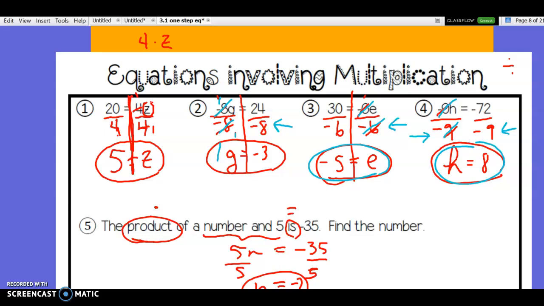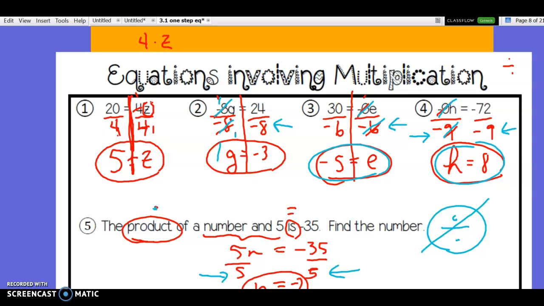And finally, problem number 5, product means multiply. And when you write a number and 5, the product of them, that is just 5n, equals negative 35. You should have shown me that you divided by 5 on both sides, and you get n equals negative 7, excuse me. And one thing I want to note, if you notice, nowhere did I use the dot, bar, dot for my division sign. We don't do that. We're only going to show division by making a fraction.